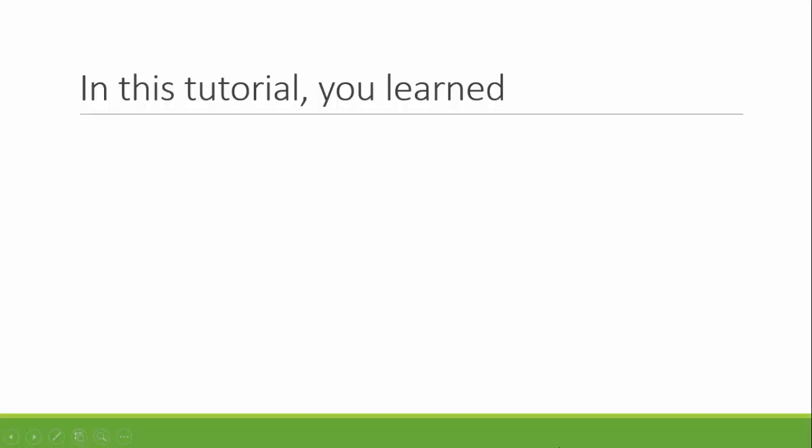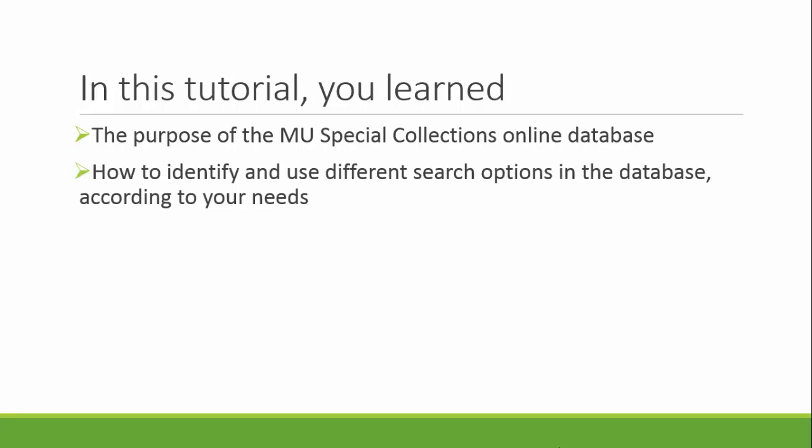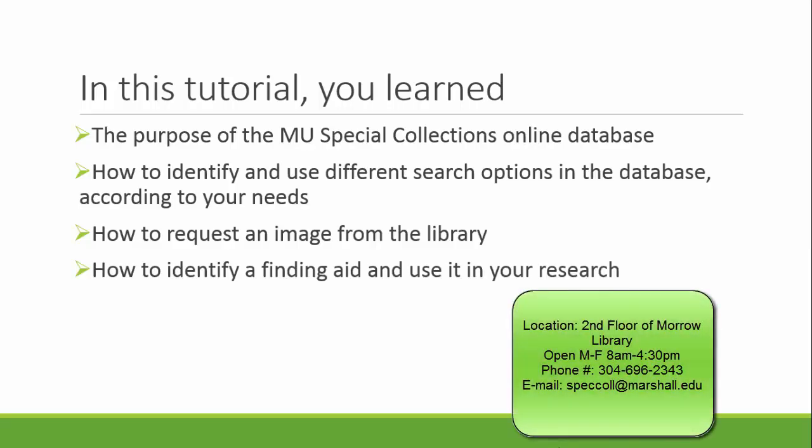In this tutorial, you learned the purpose of the MU Special Collections online database, how to identify and use different search options in the database according to your needs, how to request an image from the library, and how to identify a finding aid and use it in your research. Please call, email, or visit us with any questions you might have about using this database and our collections.